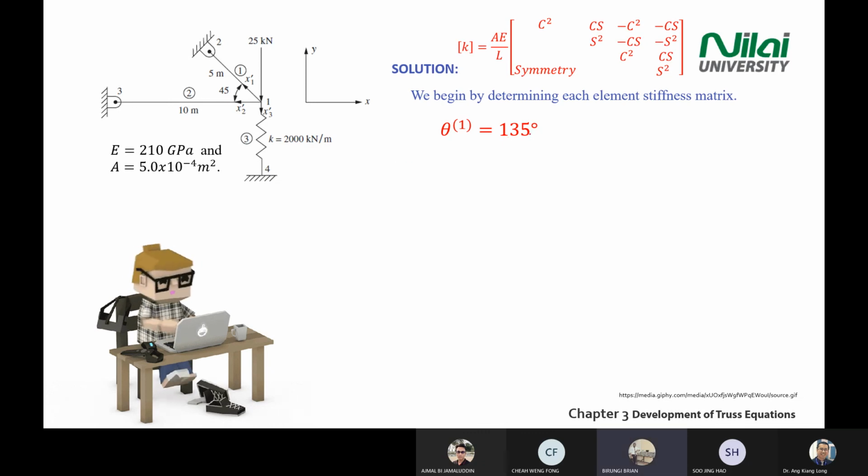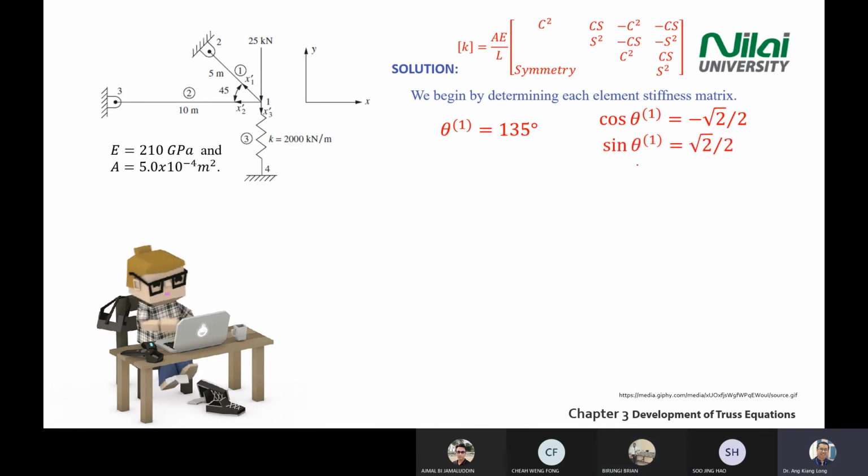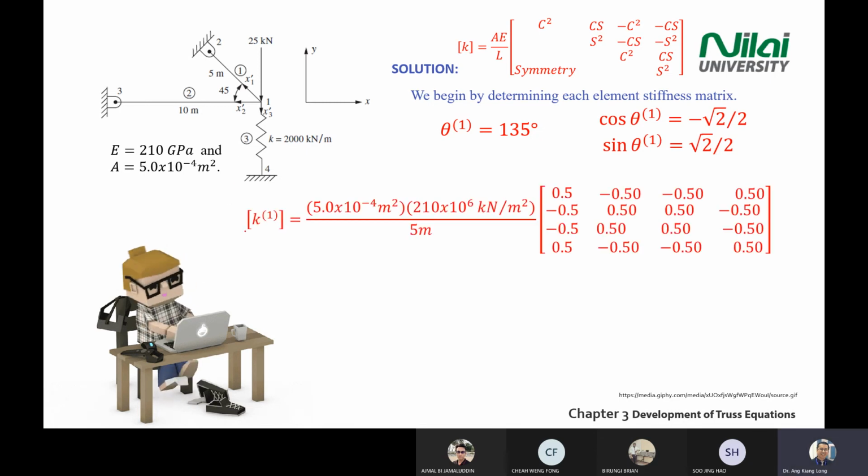Yes, I understand that. Okay. So you just use your calculator to calculate all this: sine theta, cos theta, and so on. Then you substitute all the numbers. A is given, E is given, L is given. The rest is just your homework or just your calculator skill. Punch your calculator, put in the value.